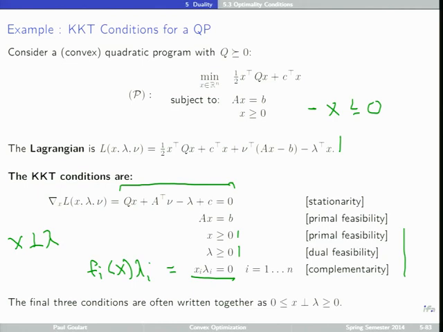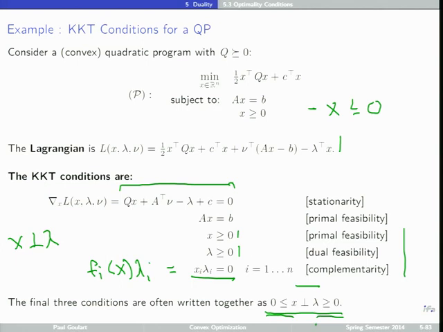Sometimes you see it written in this funny kind of composite form, which is actually three separate conditions. It's x bigger than or equal to 0. It's x perpendicular to lambda, or the element-wise products are 0, and also lambda bigger than or equal to 0. Okay?